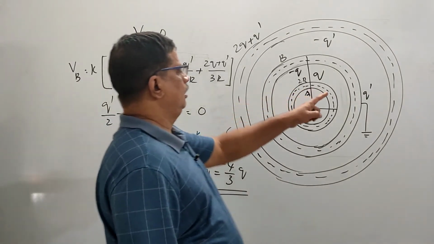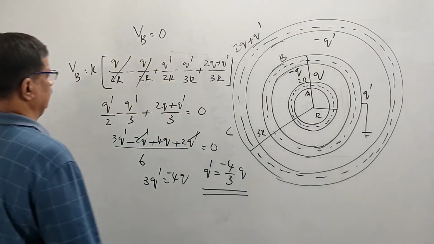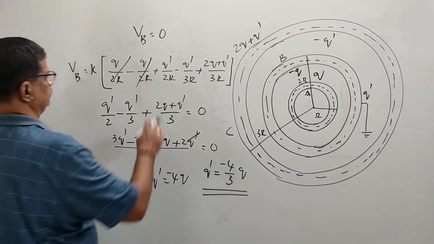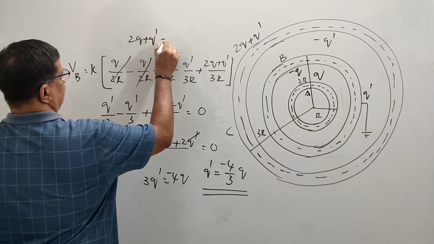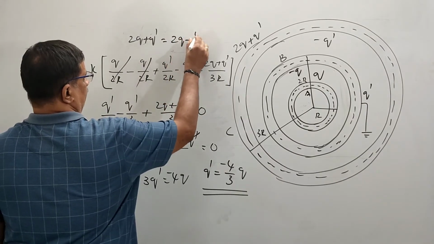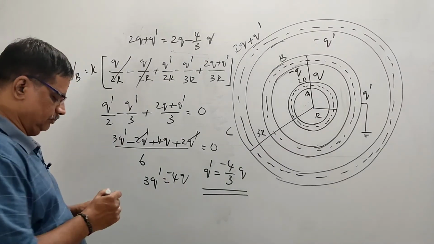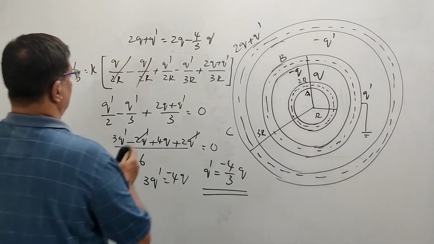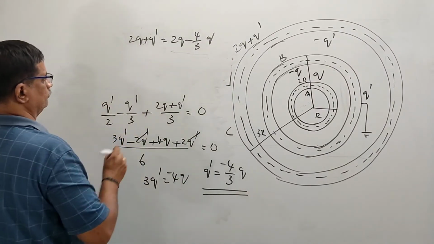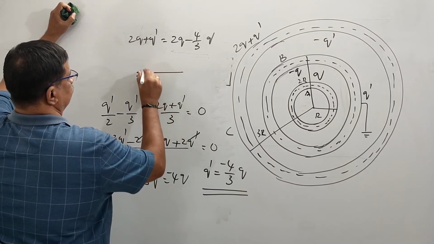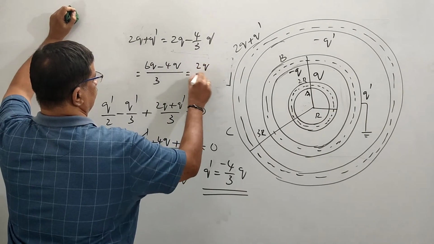So we know the charge appearing on the outer surface of B as well as on the inner surface of C. So we have to find the charge on the outer surface of C, which will be equal to 2Q plus Q dash, that is equal to 2Q minus 4 by 3 Q, which is, taking 3 as our LCM, 6Q minus 4Q over 3, which is equal to 2 by 3 Q.